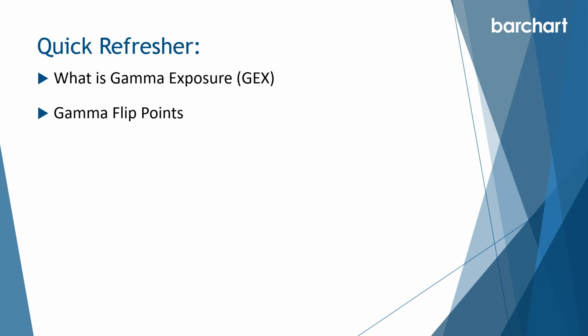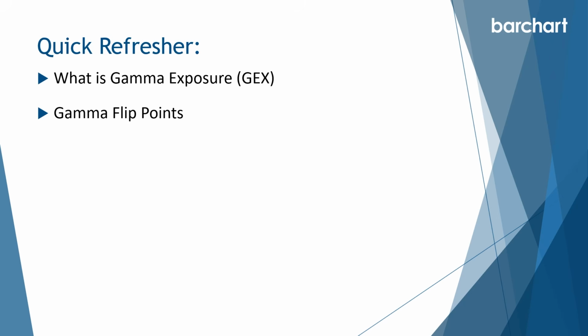When a stock is above the gamma flip point, market makers buy when price falls and sell when the stock rises. That has a stabilizing effect on the price of the stock. Volatility stays low, and prices tend to stay pretty range bound. And as option sellers, that's exactly the type of environment that we want.